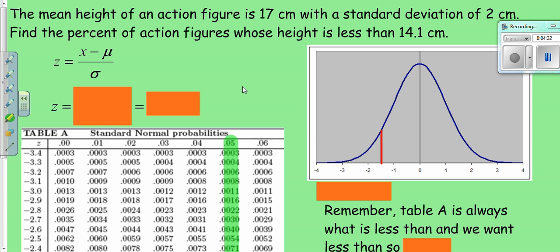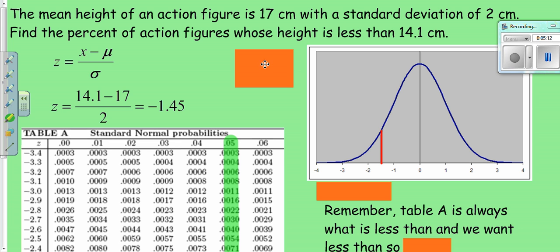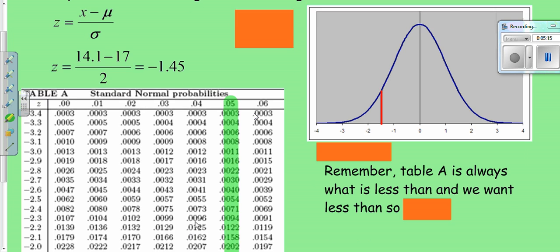Now, what do you do when your z-score is not a nice normal number like 2 or 3? Well, that's once again where we figure out the z-score and have to use that Table A. So here we have our action figures. We have our mean, we have our standard deviation. We want to know what percent of our action figures have a height less than this. So we take our data value, which is our x, plug in our mean, which is 17, over our standard deviation of 2. We go ahead and subtract, divide. Wow, we get this. Then we have to go to Table A.